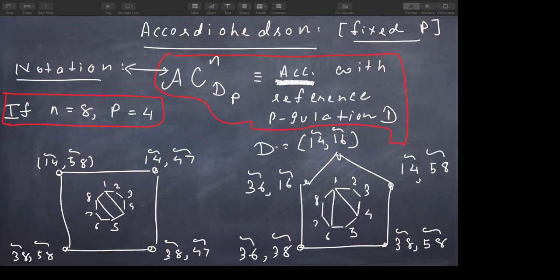It's Accordiohedra where we have an n-gon, and a reference dissection which divides the n-gon into p cells, which we just call a p-division. So this is the notation we are using. AC n d4 would mean that we divide the n-gon into a quadrangulation. AC n d3 would just give us the associahedron. And I give you two examples where p is 4 and n is 8.